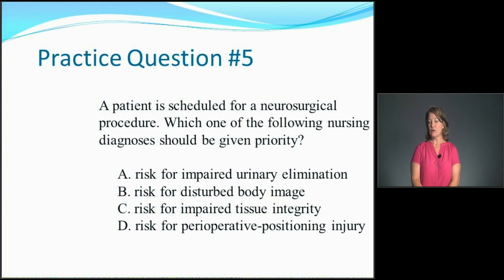So when we think about neurosurgical procedures, we are contortionists with some of the positions in which we will place the patient. And so the best answer here is D, the risk for perioperative positioning injury. All the others may occur, but there is a greater risk for positioning injury with neurosurgical positions.